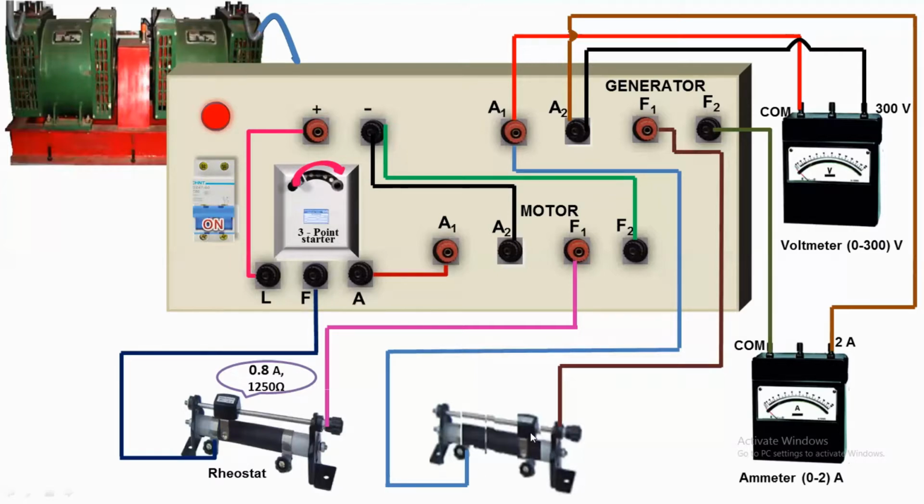After that, gradually reduce the field resistance. Some current will flow in steps. Then step by step measure the voltage. As the field current increases step by step, correspondingly the generated EMF also increases step by step. Those values are measured by using this voltmeter. They are tabulated in the tabular column.